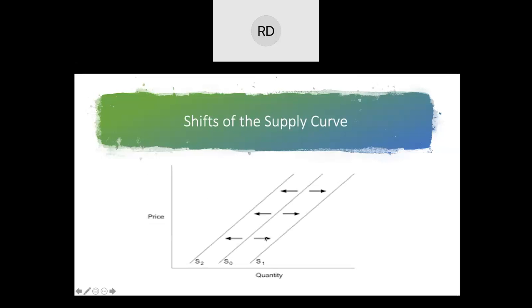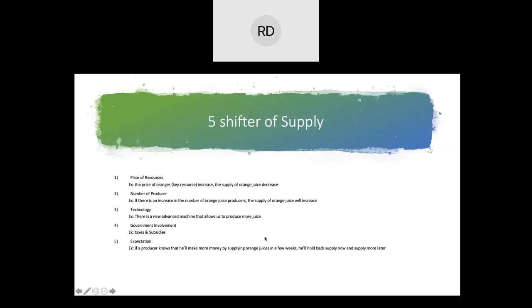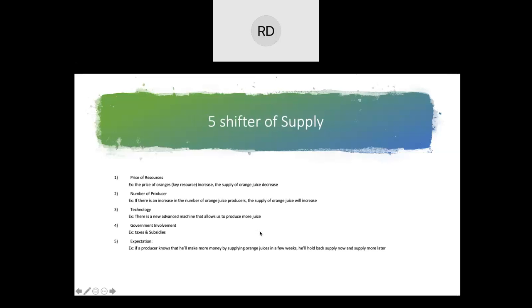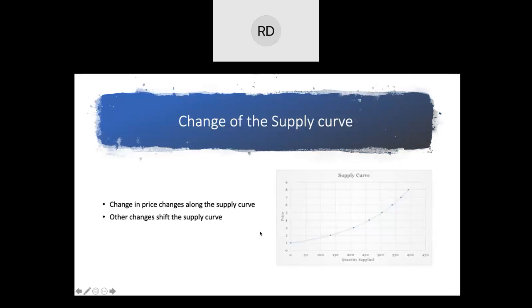So always remember that one of those five shifters will always move the supply curve either to the left side or to the right side, according to whether it increases or decreases the quantity supplied. However, any change in price, we will just move along the same curve. There is no shifting of the curve, but we just move along the same curve.